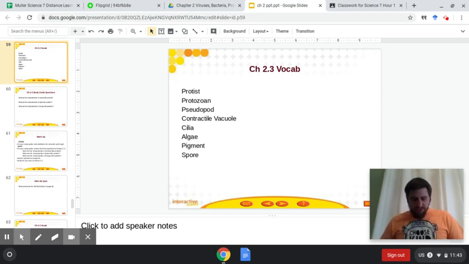Fungi, page 66. What are the characteristics of fungi and what is the role of fungi in nature? We're going to get to the second part, what is the role, in our next reading, and I'll videotape my lecture for next week for that.